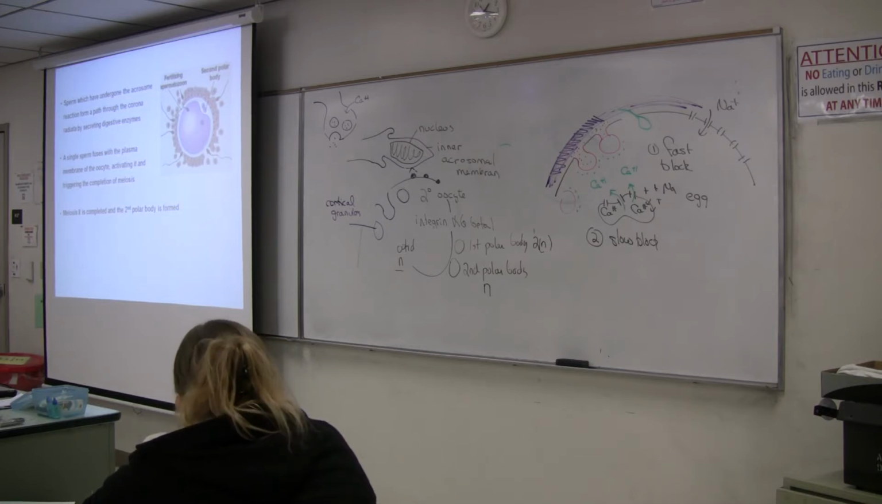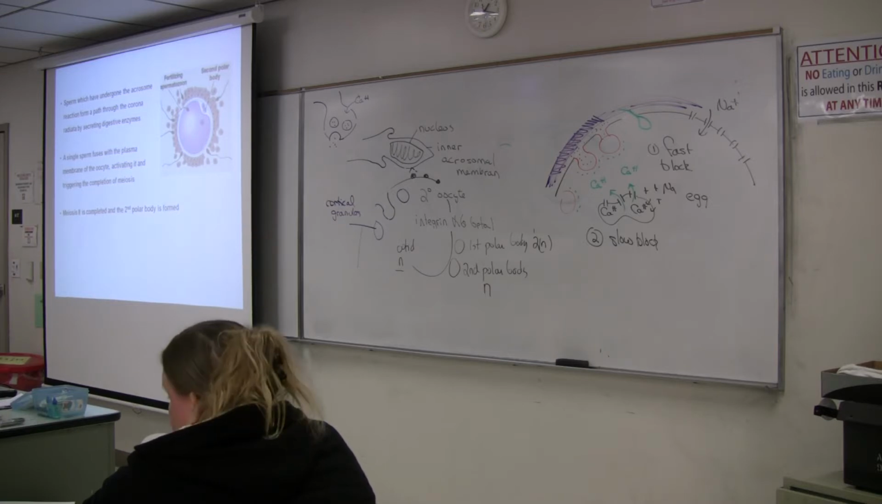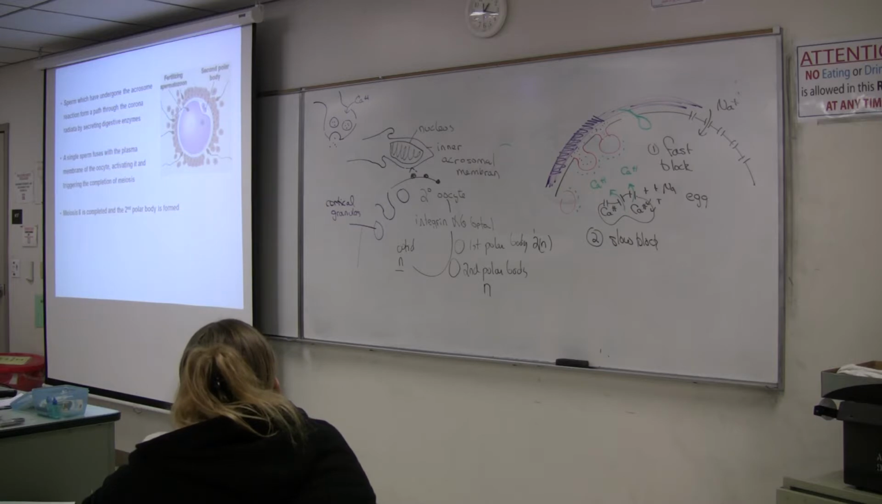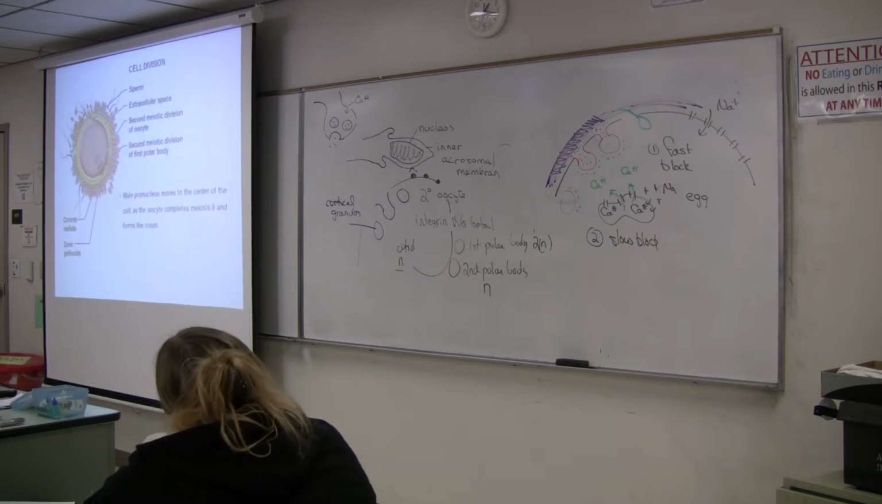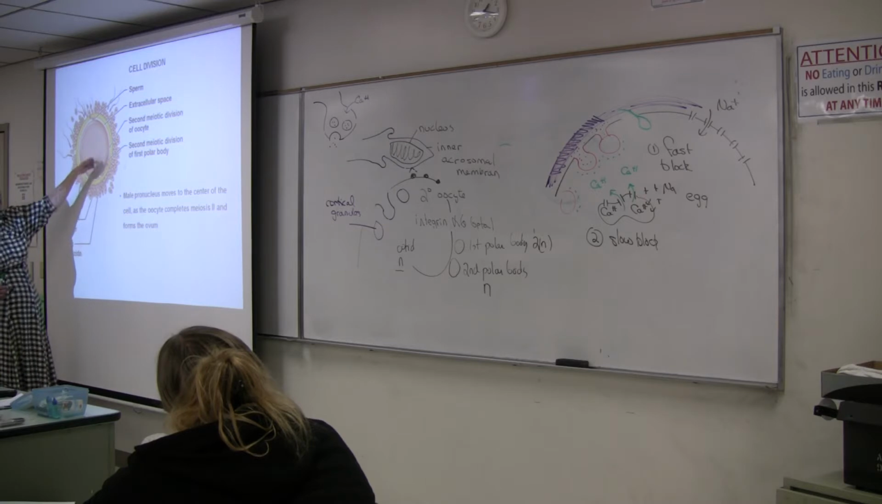Alright, so this is happening at the same time that our egg is completing that second meiotic division and forming the oocyte. Alright, so back to this picture that we looked at earlier. So the sperm has come in, it binds to the receptor, to the integrin protein molecule. That triggers the second meiotic division.